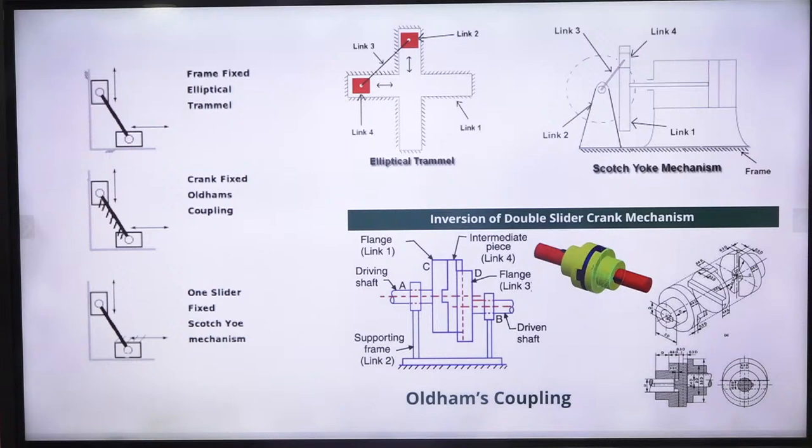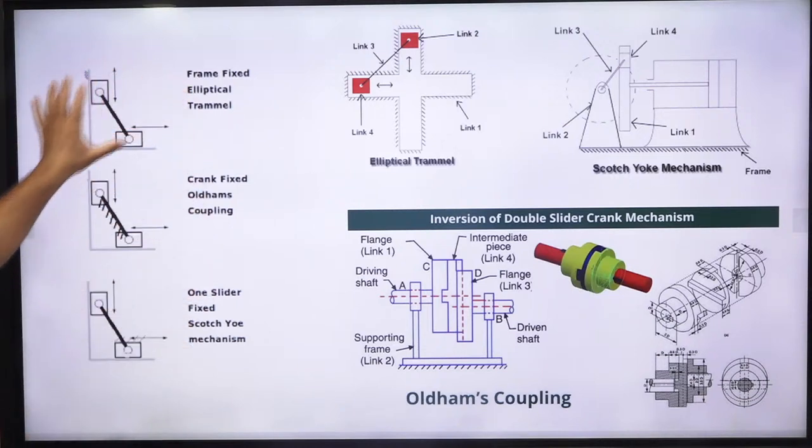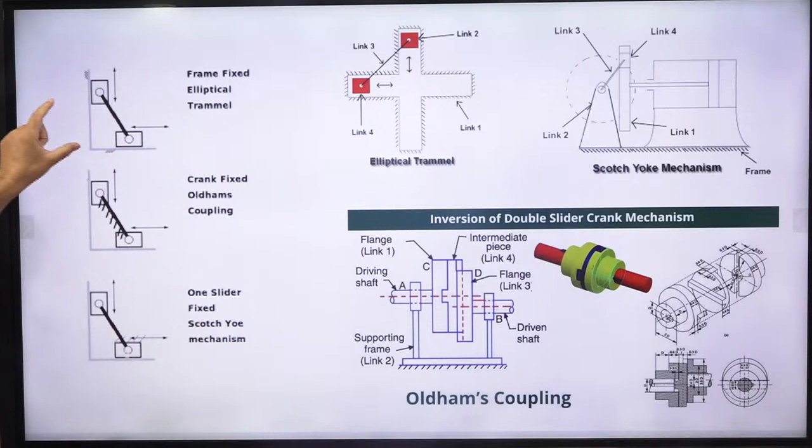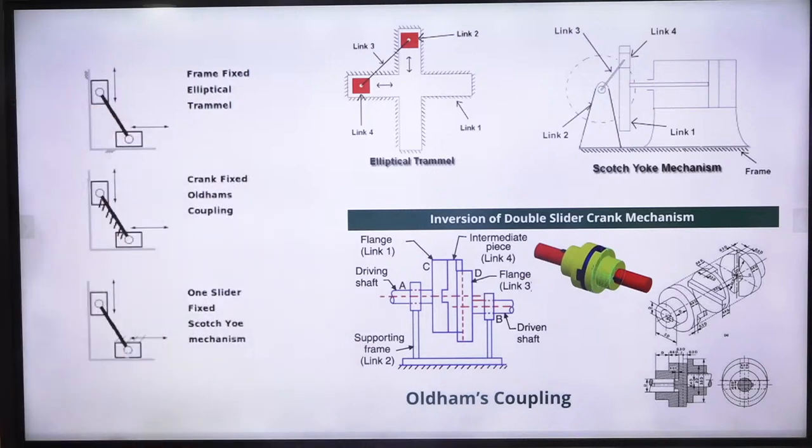Scotch yoke mechanism. So Oldham coupling, elliptical trammel, and this Scotch yoke mechanism. So aapke paas do slider hai, there are two sliding pairs and there are two turning pairs. So you get this particular thing on the basis of our, yeah, so these are double slider crank mechanisms.